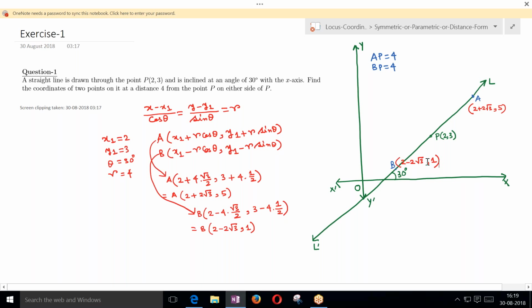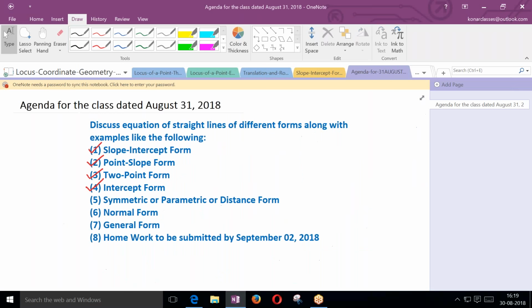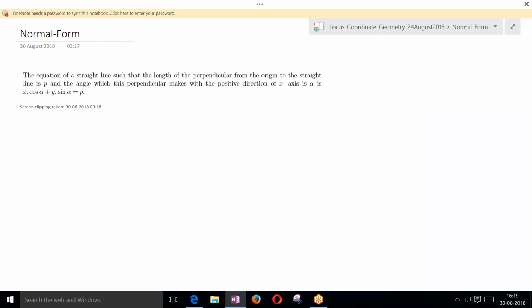Now, the next discussion is the normal form. As you see, the symmetric, parametric or distance form we have also covered. Then the next one we are going to discuss is the normal form. So let's see what the normal form is and how we can derive its equation.